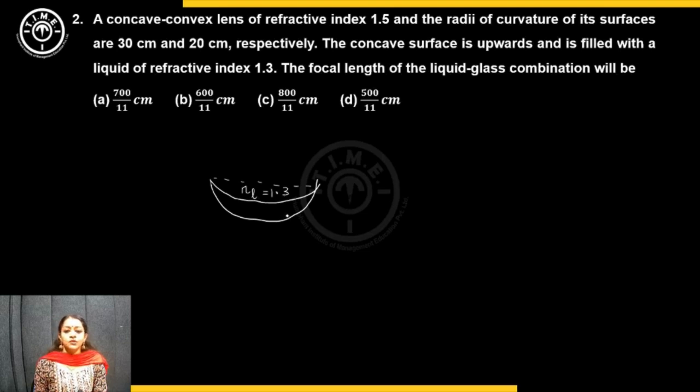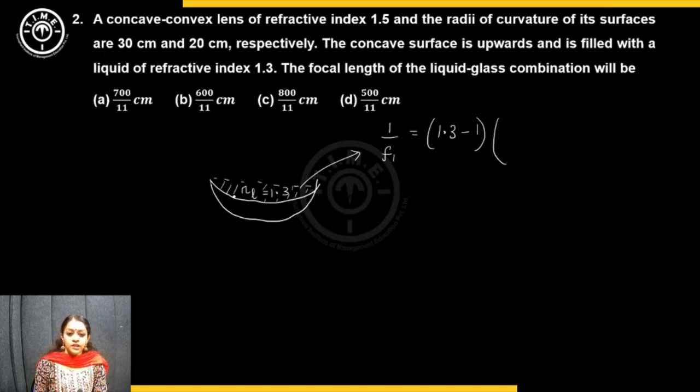Okay, so what you have to find is the total focal length of this liquid glass combination. You can consider this much portion where the liquid is filled as a plano convex lens. First of all, let us write an equation to find the focal length of that part. Using Lensmaker's equation, we can write 1/f1 = (nL - 1). nL is 1.3, so (1.3 - 1) into (1/R1 - 1/R2).